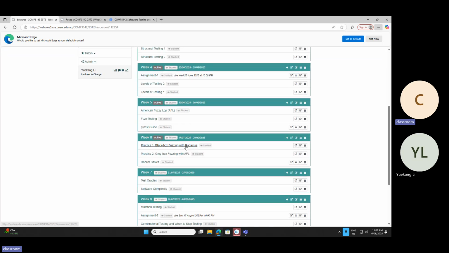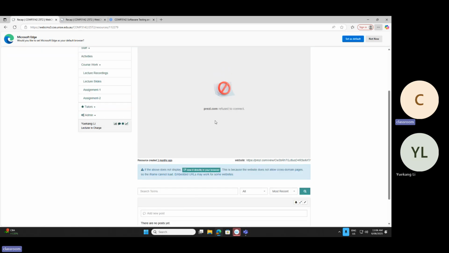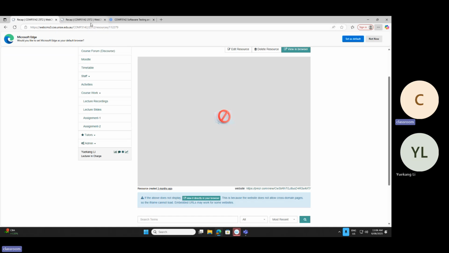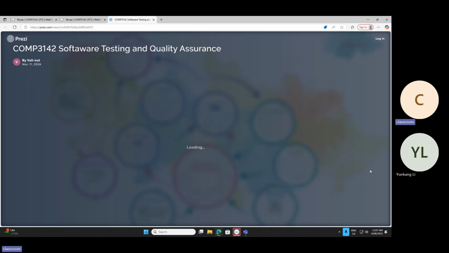If you click on this link here, you will see it seems to be an error for the slides today. But that's only because the website I used doesn't allow to be embedded as an iframe in other web pages. So you just click on this view in browser and you can view it properly. So today we are going to have a recap of what we have learned for the entire term.